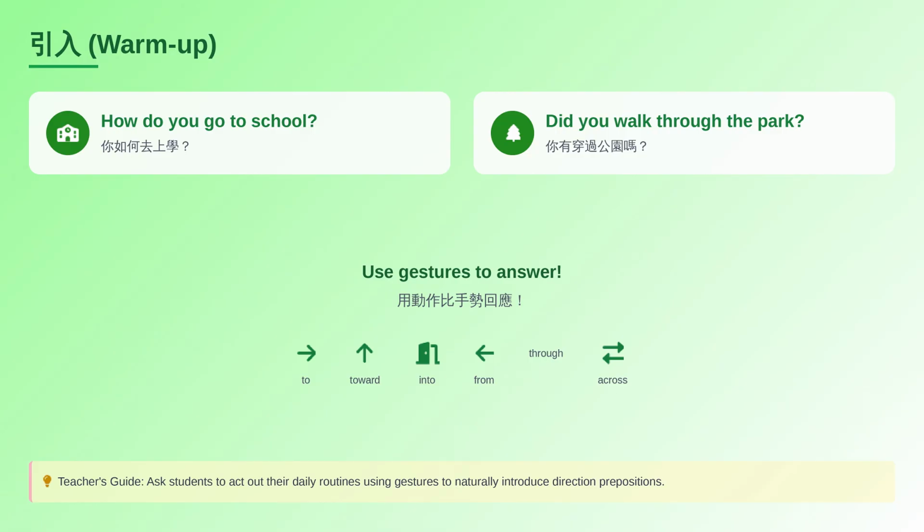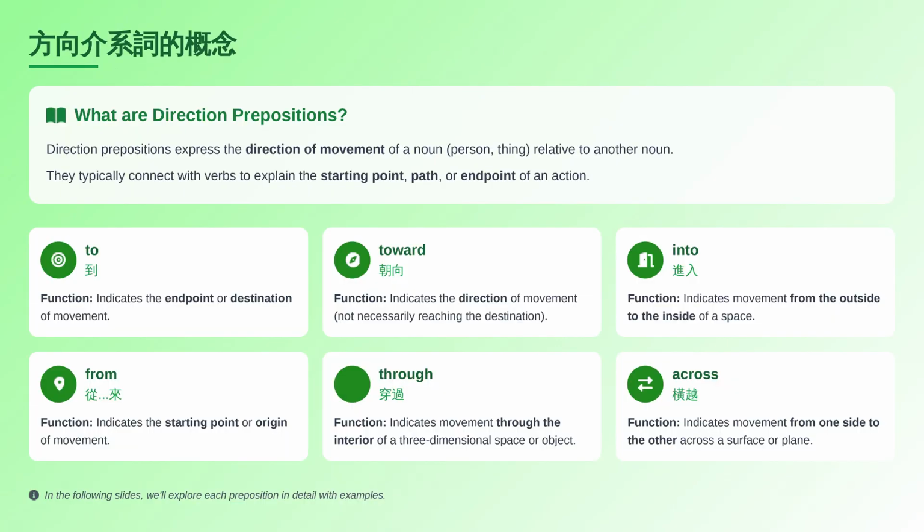In everyday life, many verbs must be used with prepositions of direction. Most of these verbs are intransitive and require a directional preposition when directed towards an object. Teacher's Guide: Have students use gestures to naturally introduce prepositions of direction and act them out in their daily lives. The concept of directional prepositions.